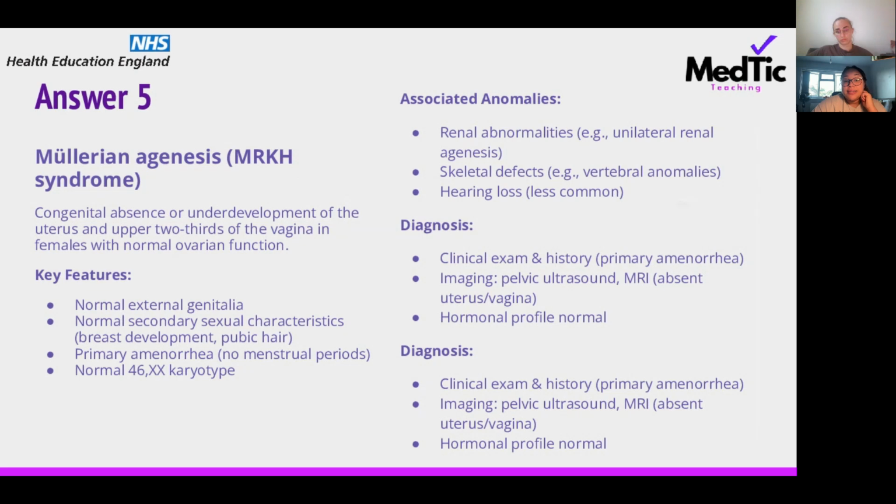Diagnosis is normally clinical exam and history. You might want to consider using an ultrasound or an MRI for a more detailed picture as well, and also a hormone profile.